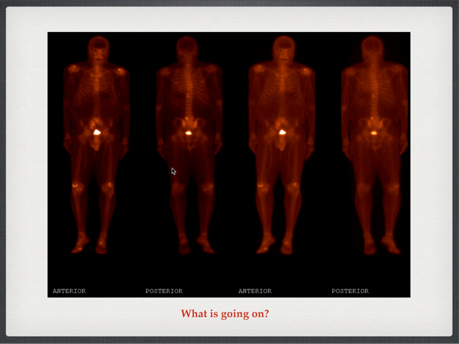Okay, what about this case? Who can tell me the answer of what is going on? I love this case. Well, this is a horseshoe kidney. We can see bladder activity, so there has to be a kidney somewhere in there. And in the posterior image, we don't see it in a typical location. And in the anterior image, we can see a nice horseshoe kidney where it's supposed to be found.